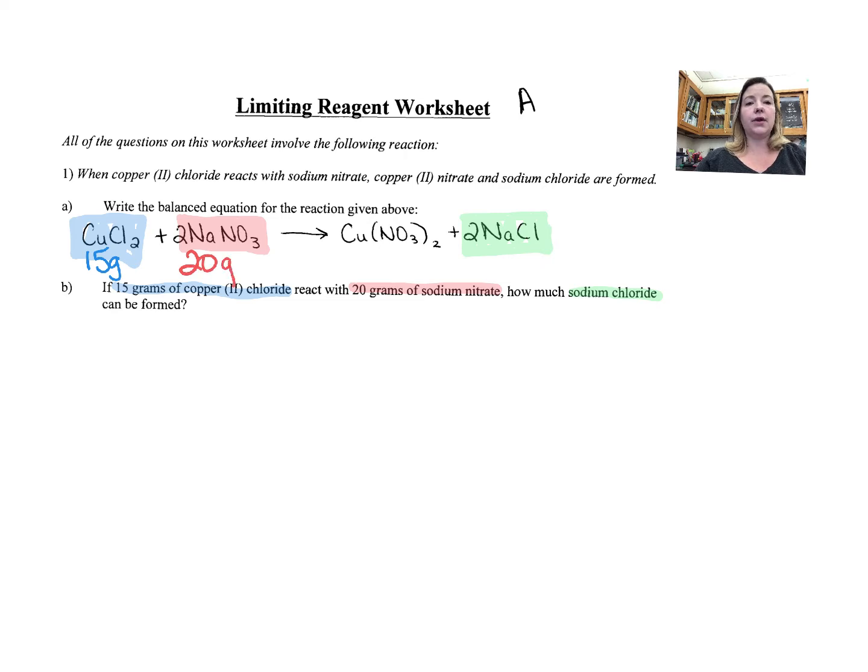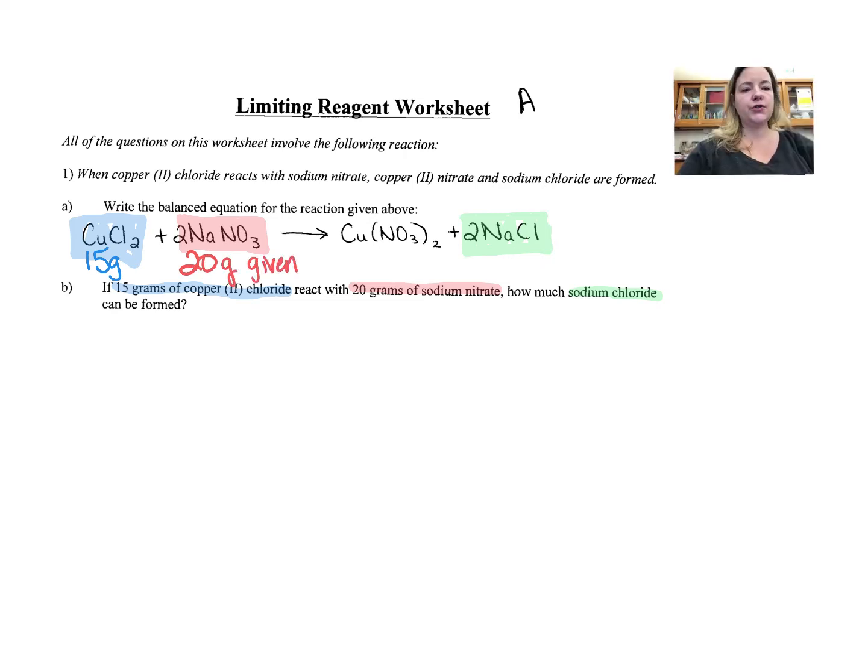So this is actually going to require two different steps. We're going to start with the 15 grams of copper chloride, and we are going to have to figure out how much sodium chloride can be formed. Now, we can just find out how many moles of sodium chloride are going to be formed because we can compare those two to each other. We can compare moles of sodium chloride made from the copper chloride, and how many moles of sodium chloride are made from the 20 grams of sodium nitrate. So we're going to start with our 15 grams of copper chloride.